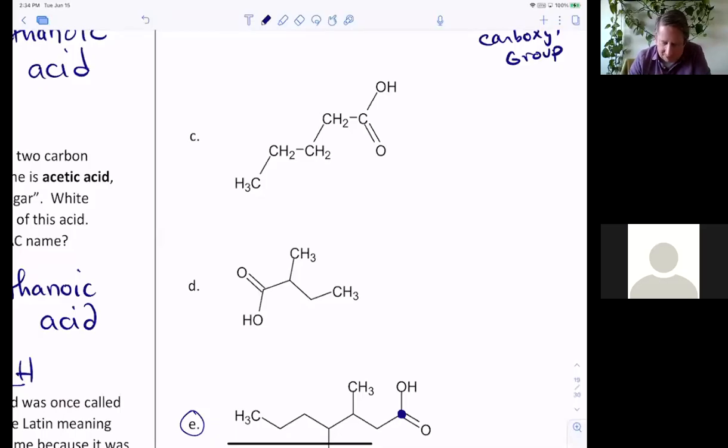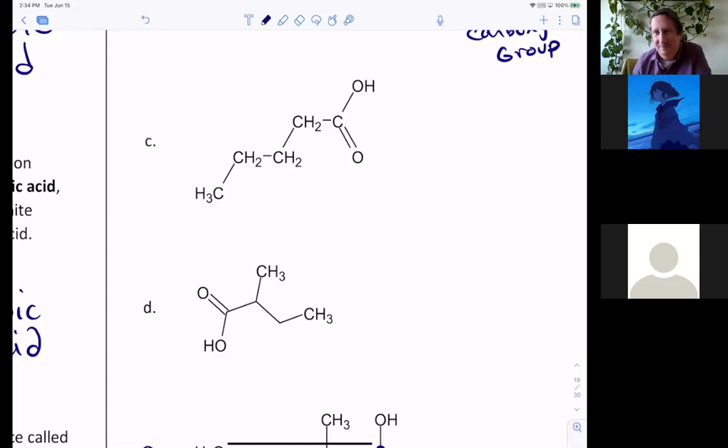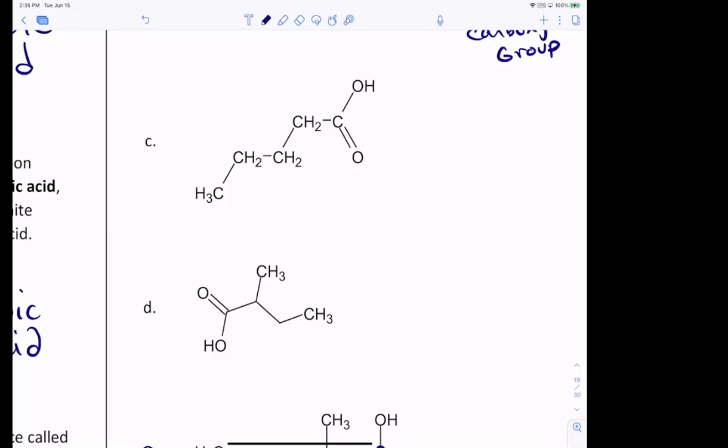All right, so these carboxylic acids, Tina, what's the answer for C? Tina? Don't hear you, Tina. Colby, what's the answer for C? For C, I had pentanoic acid.